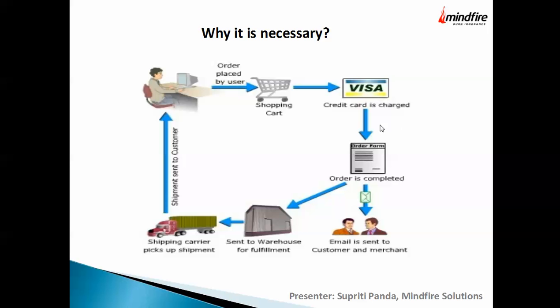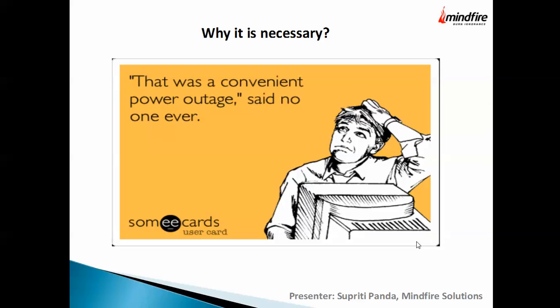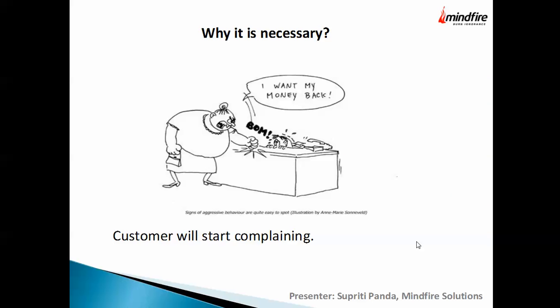So actually your credit card is processed, and the customer has paid the money for his shopping cart. But he can't get an email, and the customer will be worried: where is my order? Why can't I see my order as complete? What will he do now? He will obviously complain, right? The next step, he will say, give me my money back, or check what the problem is, right?